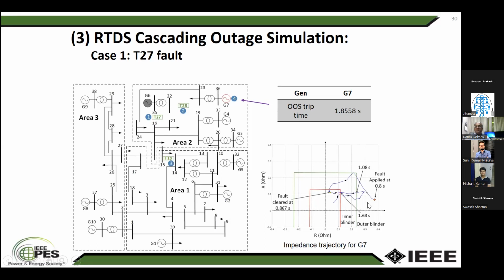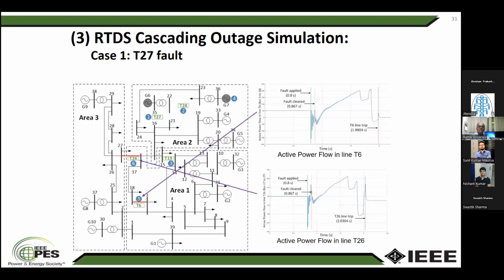I'm showing it based on the double blinder scheme. So the fault was applied at 0.8 seconds, and it went here. Fault cleared at 0.867 seconds. After the fault cleared, it came out and then came inside the blinder. That's why the out of step relay is tripping for G7.